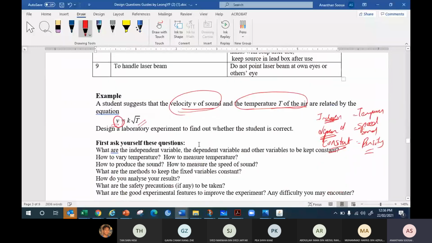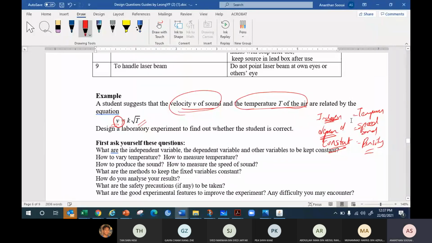So we go back to the question. So for temperature, we use a thermometer. For speed of sound, first you need to produce a sound. How can you produce a sound? You need a signal generator with a speaker. Sorry.